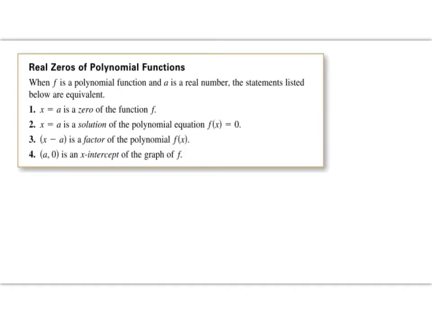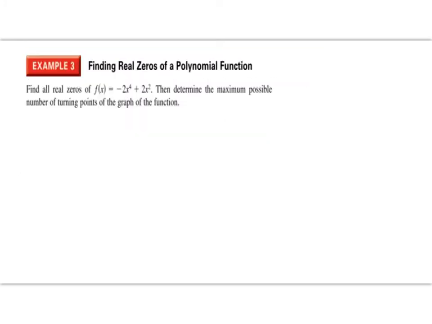Okay, so this is just talking about the zeros. In the statements, it says x equals a is a zero. It's a solution. It's a factor. It's an x-intercept. What it's saying is all of these are the exact same thing, just a different way to say them. So when we take a look at number 3, for example, what we need to think about is what kind of function do we have?